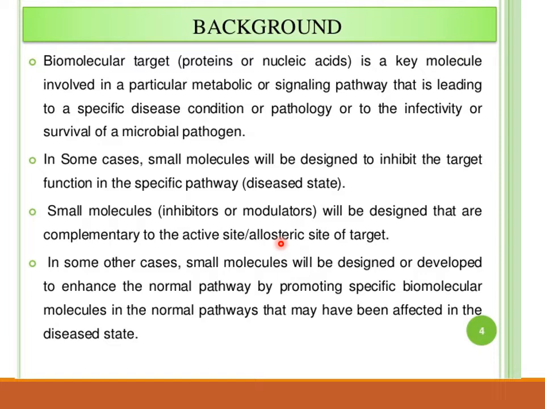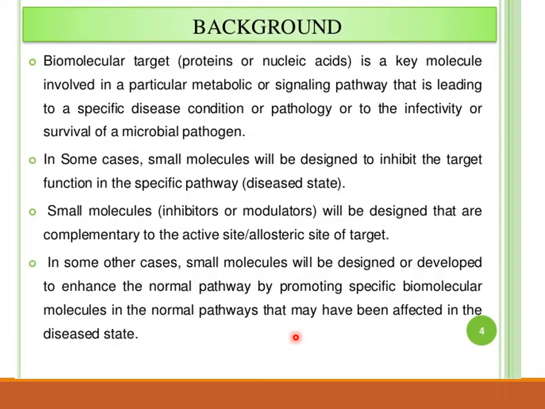In some cases, small molecules are designed to inhibit the target function in a specific pathway, because it is very important. If you are going to inhibit, it means you are going to reduce, not to finish. When you finish the pathway, it is also dangerous. Inhibit means reduction, because sometimes target molecule proteins are overexpressed, overactive. There is a need to reduce the overactivity of the target molecules, then we need inhibitors.